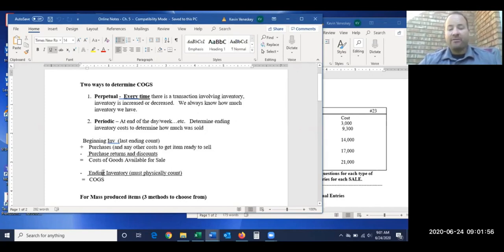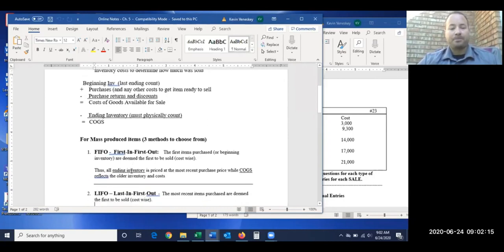And then the final thing you need to do to figure out what you sold is count up what you have left. Then you just do the math: what you have available, so 100 items, minus what you have left, 20. That means you sold 80 items. And then you just take that times the price that you bought them for.